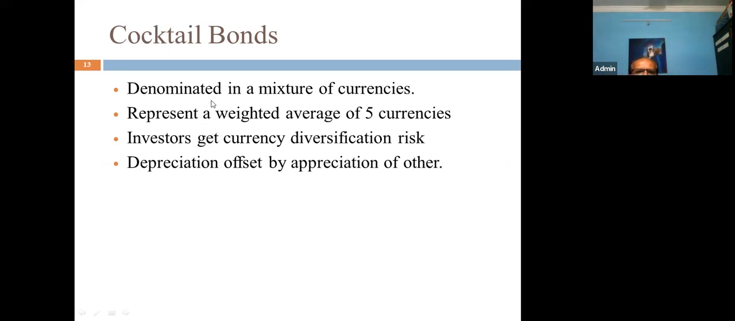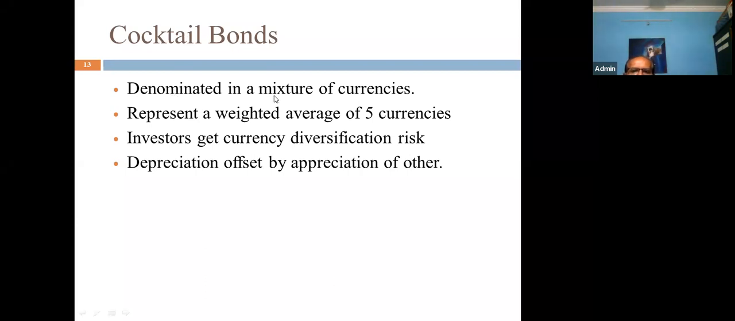Now, the next one is the cocktail bond. A cocktail is a mixture, a mix. Let us understand what a cocktail bond is. Denominated in a mixture of currencies. So there may be two or three currencies in one bond. There might be a US dollar, then an Australian dollar and a Canadian dollar. So three different dollars are involved. That is a cocktail bond.